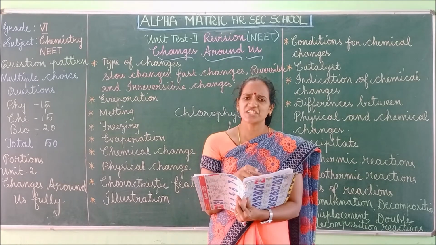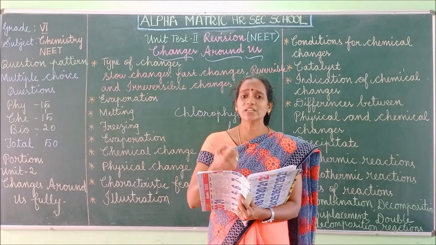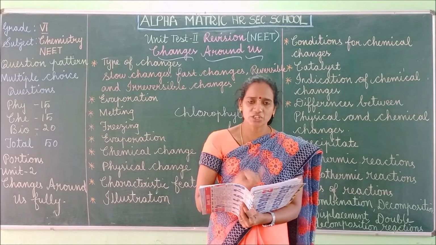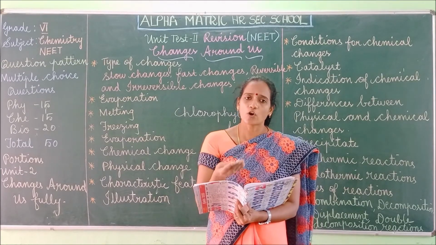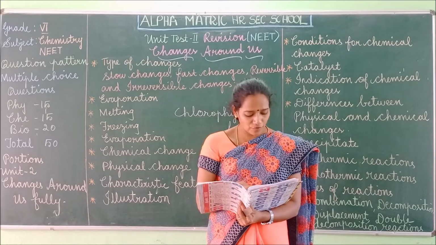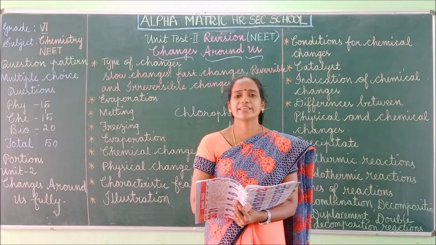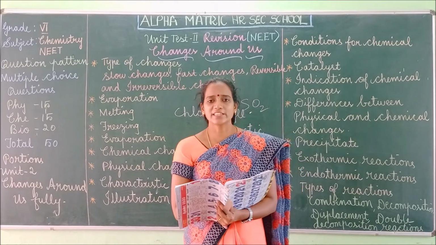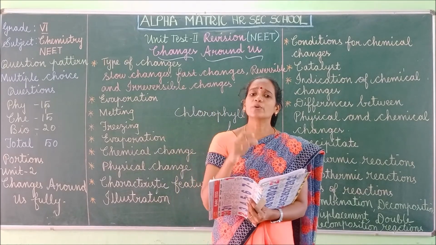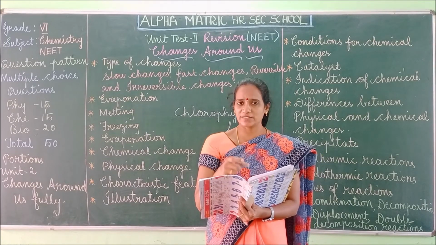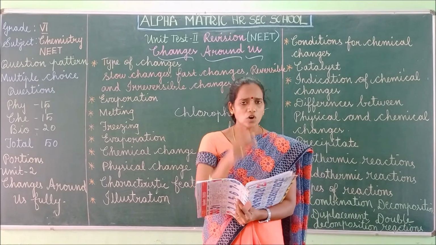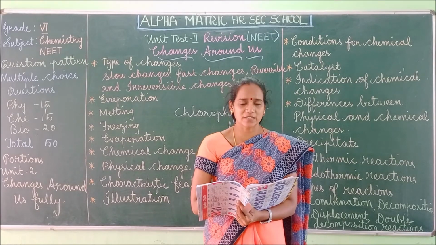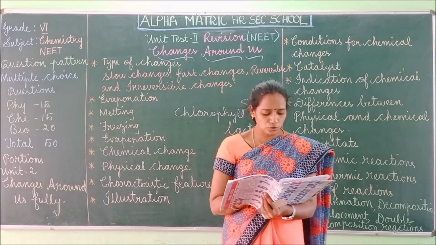So next one, some indications of chemical changes. During chemical changes, some indications will happen. What are they? First one, evolution of gases, and then formation of precipitate. Next, production of heat, production of electricity, production of light. Okay, so these are some of the indications which take place during chemical changes. So all the indications you should learn. Nearly 8 indications are given here. So everything you should go through, right?